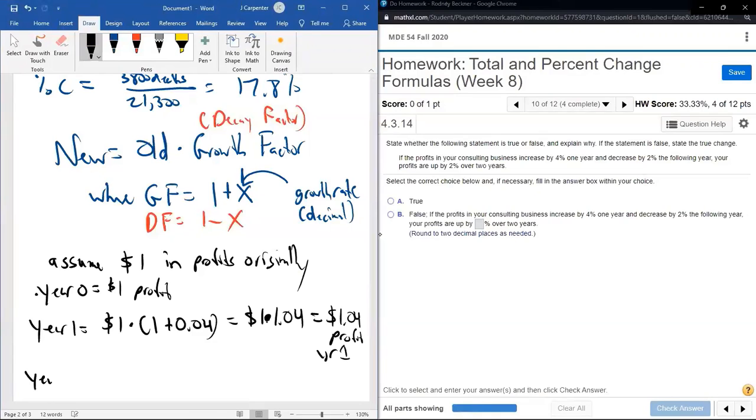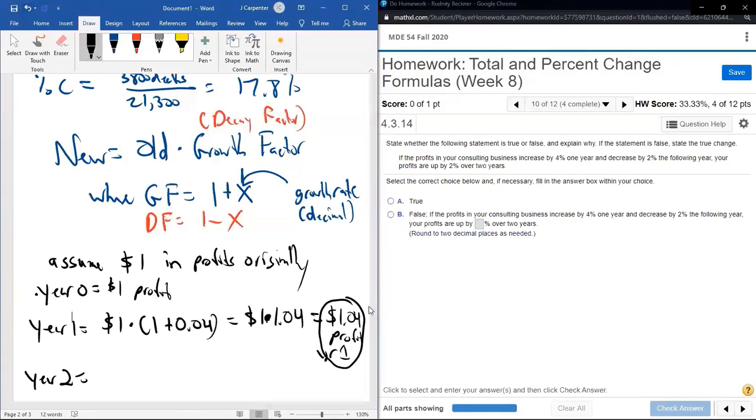And then year 2, again, it's the old times the growth or decay factor. This time we're decreasing by 2%, so we're going to decay. So we have to go 1 minus that 0.02. So we take the old amount, which is not this anymore. The old amount when we're talking about this year is what we just got.